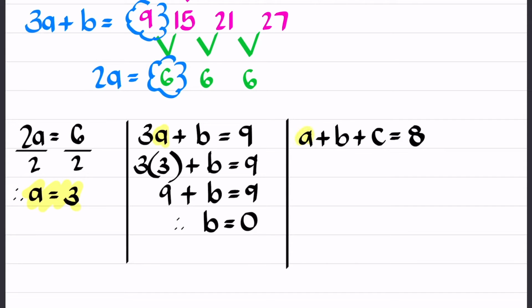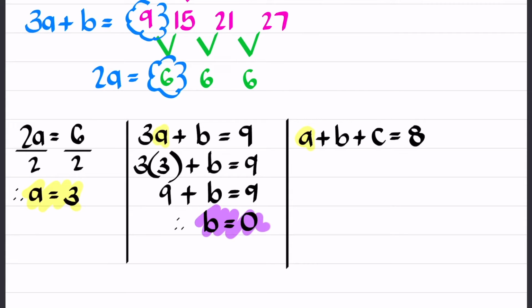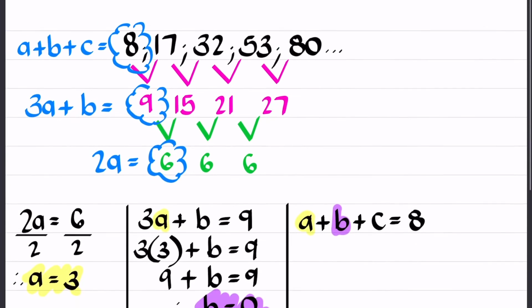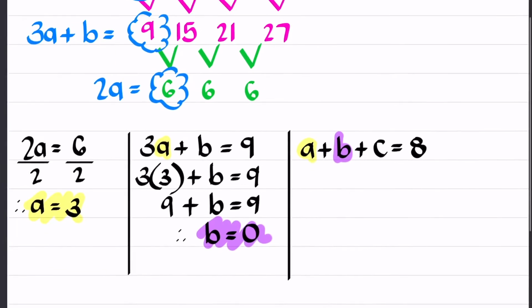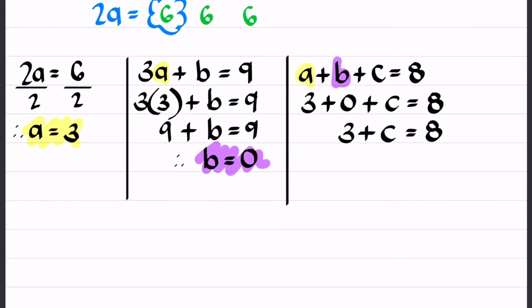So now I take the a value, put it in place of the a. I've got a b value, which is 0. I'm going to put it in place of the b. So what I'm going to have is 3 plus 0 plus c equal to 8. 3 and 0 is 3, plus c equals 8. So therefore, c is equal to 8 minus 3, which is 5.